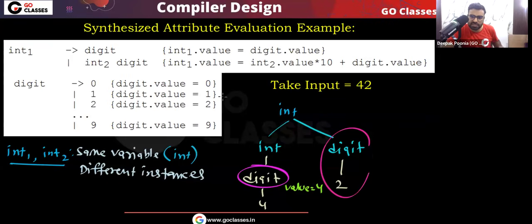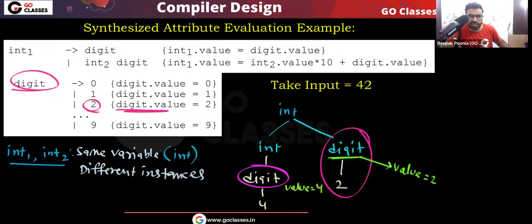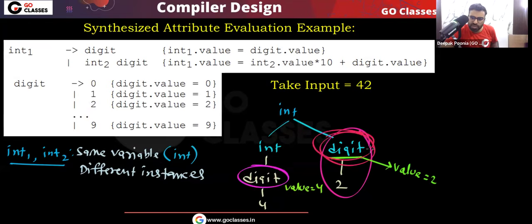Now, similarly, you can see here digit going to 2. Here also, for this non-terminal, or I can say this node in the parse tree, I can calculate the value attribute value, and that will be 2. Very simple, because digit going to 2 is the semantic rule, and here the digit value is equal to 2. Now let's see the next. For this node I have the value attribute value, and for this node also I have the value attribute value.